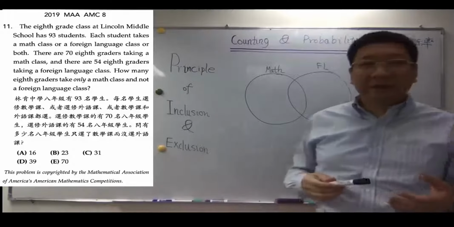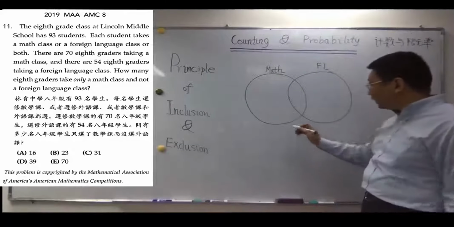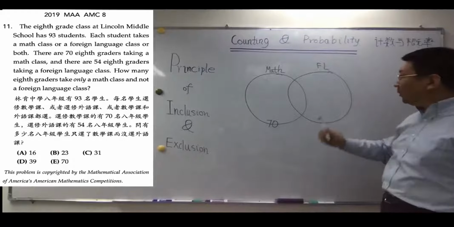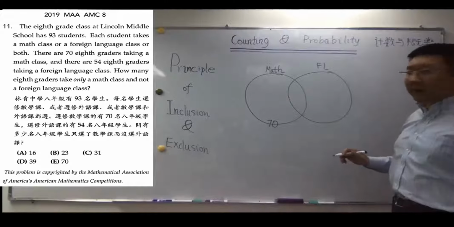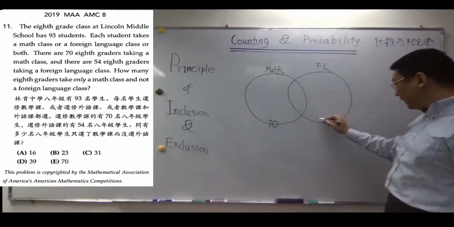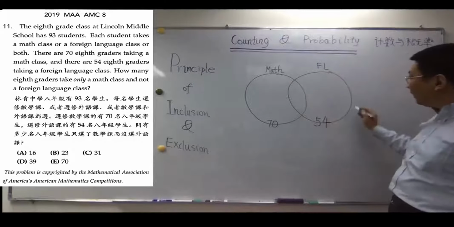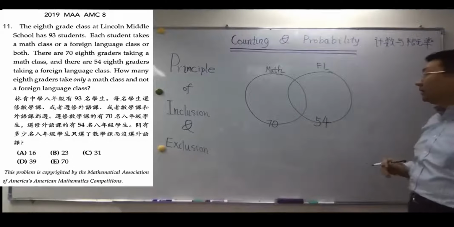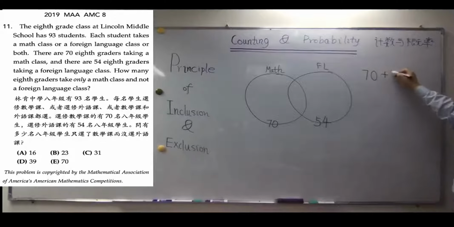So how many students attend math class? That would be 70. So we can write 70 in this circle, which you need to remember in your mind means this part plus that part. Then how about the people that take foreign language classes? That is 54. So we write 54 for this circle, which means 54 includes this region and the common area. So now we add these two numbers together. What would we have? We have 70 plus 54. That is 124.